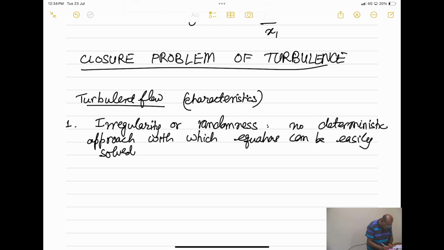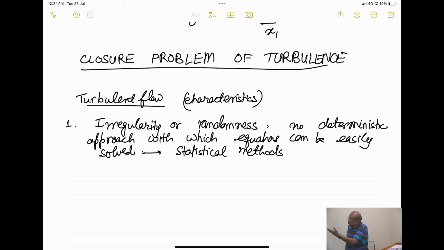And hence, one has to resort to what are termed as statistical methods. And statistical methods, one of the simplest ways is to find the mean velocity. Write the equation for mean velocity, try to solve for that. So this is what we mean by statistical methods in a very simple sense. Of course, a lot of turbulence theory which developed from 1950s till about 2000 was based on statistical methods, because that is the only analytical way in which you can solve turbulence.